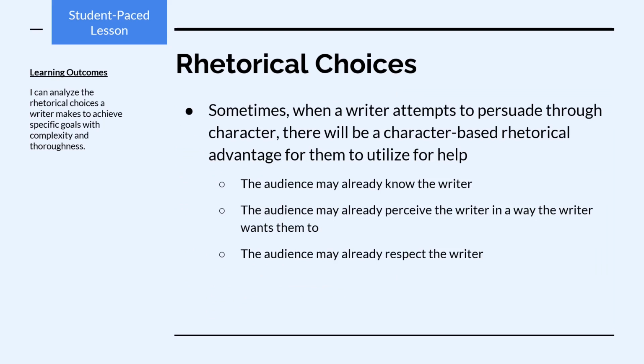Just like with persuasion through reason, sometimes when a writer attempts to persuade through character, there will be character-based rhetorical advantages for them to utilize for help. For instance, the audience may already know who the writer is. They may already perceive the writer in a way that the writer wants them to. They may already respect or trust the writer. Again, this doesn't mean they're fully ready to go along with what the writer says. It's just something that the writer can utilize to help build that persona that they want.